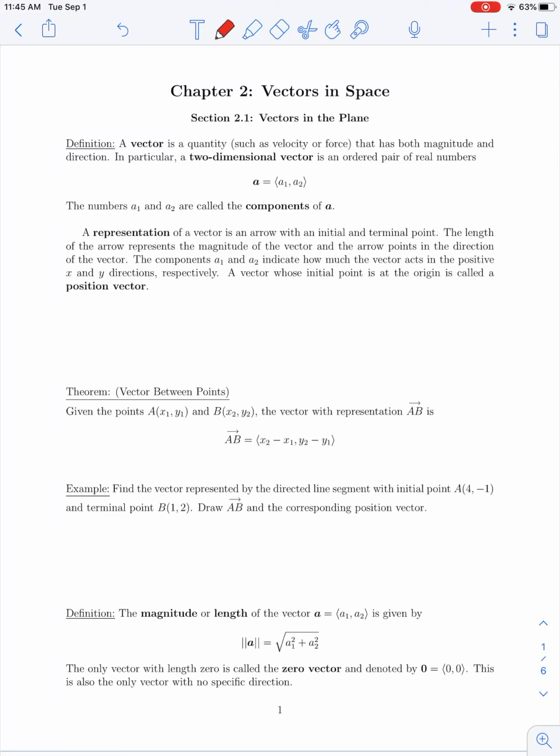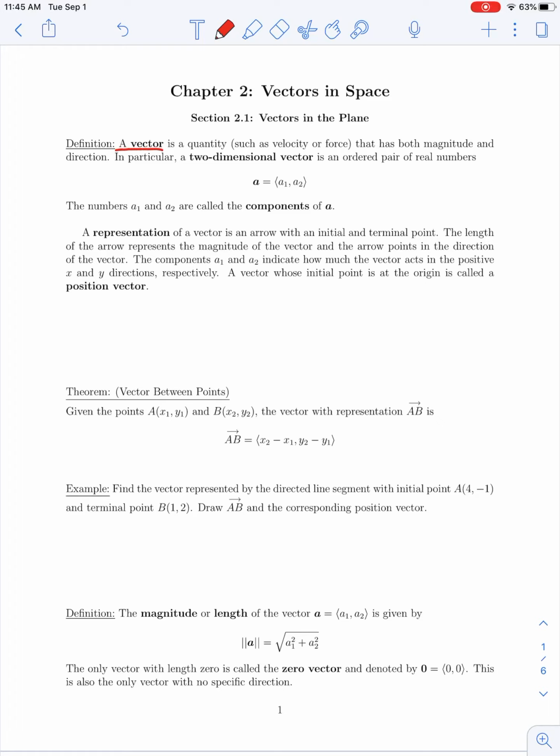Okay, in this lecture we're going to start our Chapter 2 material on vectors and in general vectors in space. And in section 2.1 we're going to start by introducing vectors in two dimensions, or vectors in the plane. So let's start by defining a vector. So the definition is as follows.